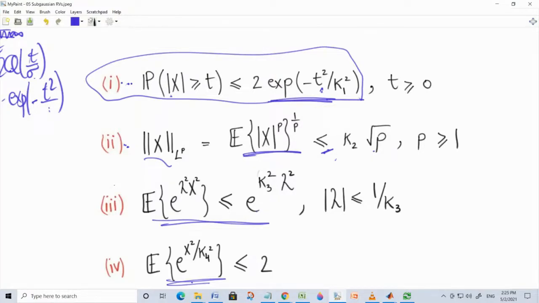You verify that your random variable is sub-Gaussian by just verifying one of those statements, and it will be a matter of convenience. Sometimes computing the Lp norm will be the way to go. Sometimes the tail probability is the easiest thing to do. Sometimes computing one of those expectations is more convenient than anything else, and so on and so forth. Okay?